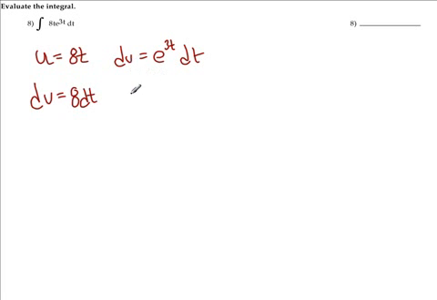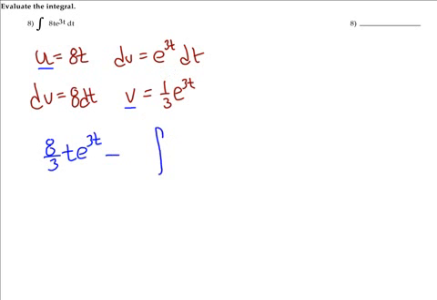I've got dv, I need v. The antiderivative of e to the 3t should be 1/3 e to the 3t. We'll pause here and see if there's any questions. Go ahead and plug this in. U times v, the constant would be 8/3. And then I would have t e to the 3t. That's u times v minus the integral.